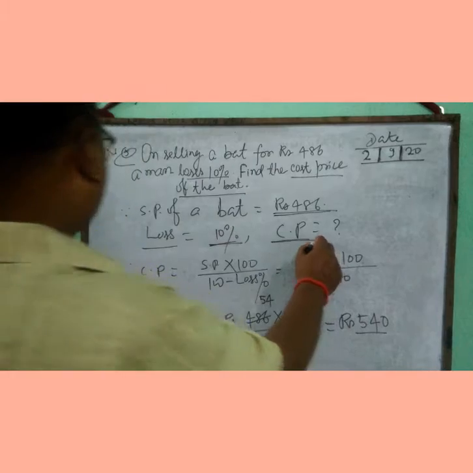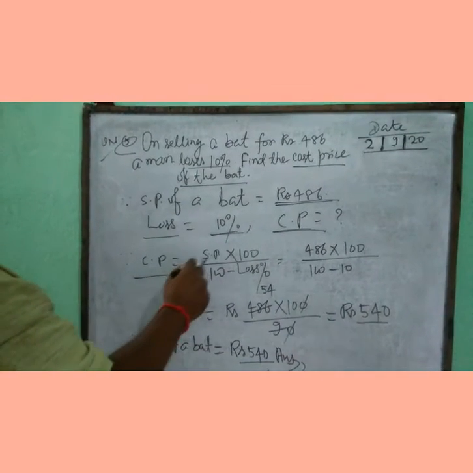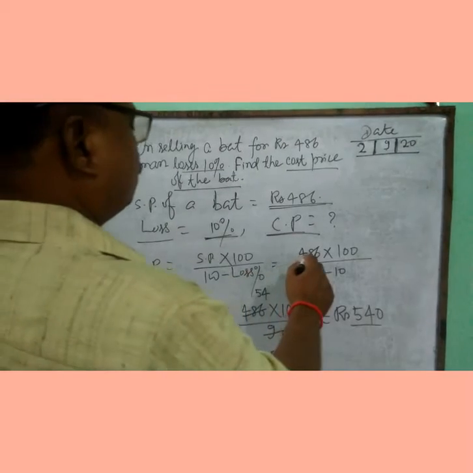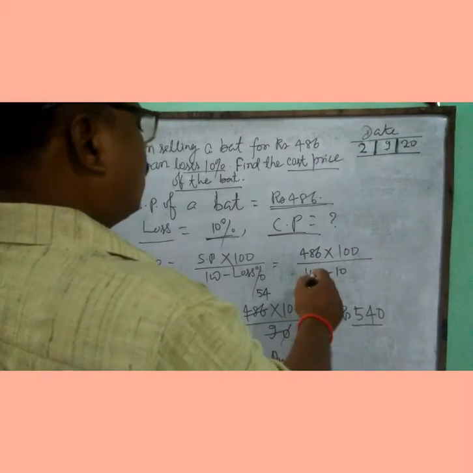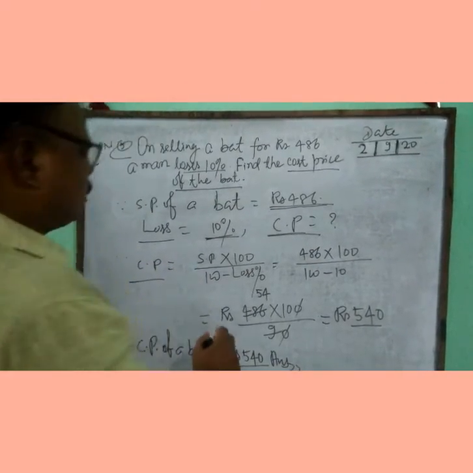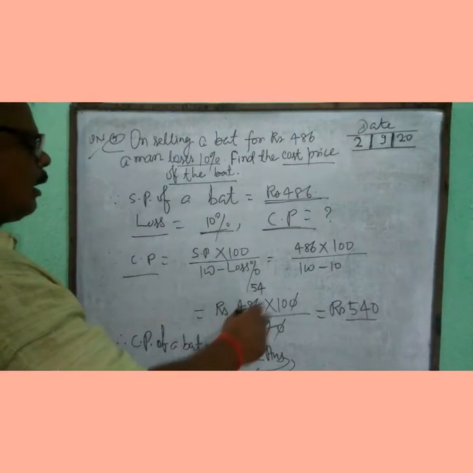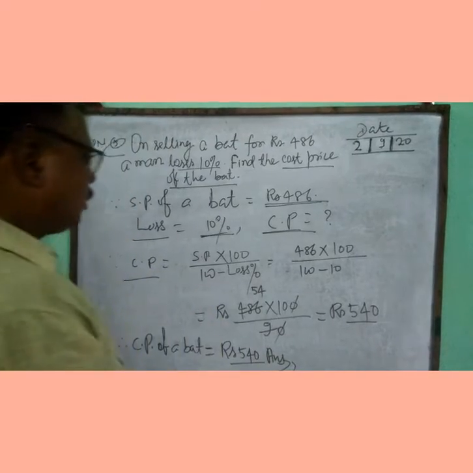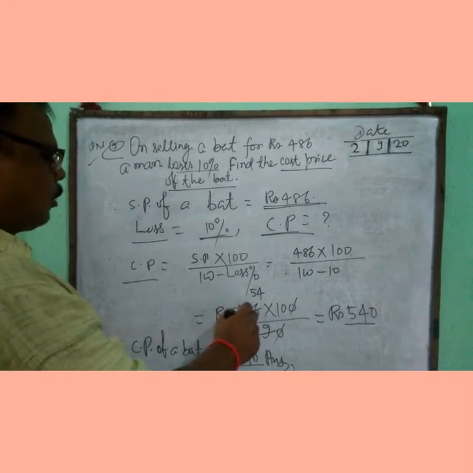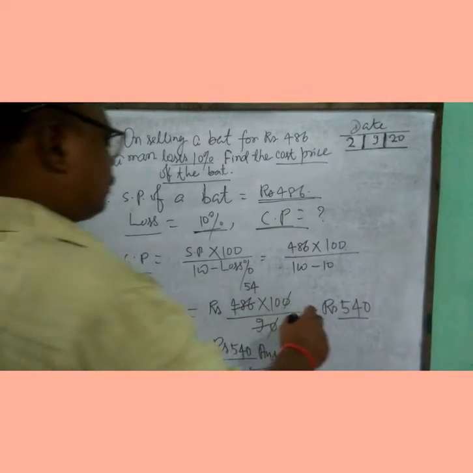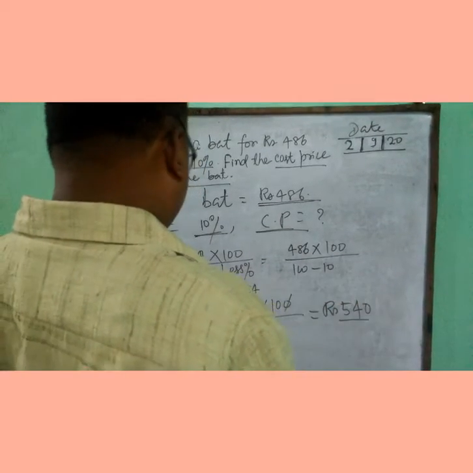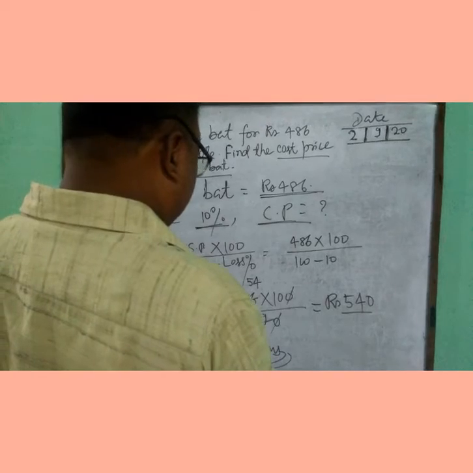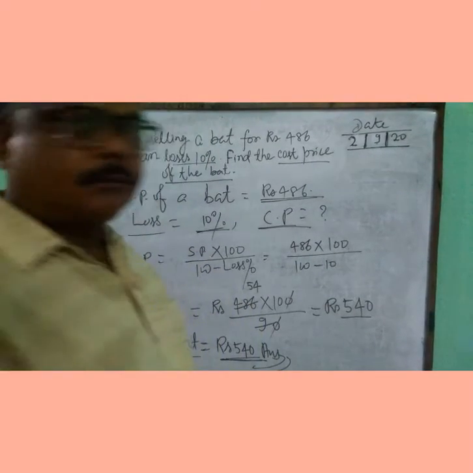CP is equal to what? CP is equal to SP multiply 100 by 100 minus loss percentage, is equal to 486 multiply 100 by 100 minus 10, is equal to Rs 486 multiply 100 by 90. Zero zero remove, 54 9 is 486, 50 10 is 540. Therefore CP of a bag is equal to Rs 540. Answer.